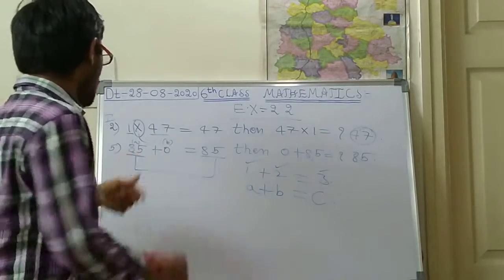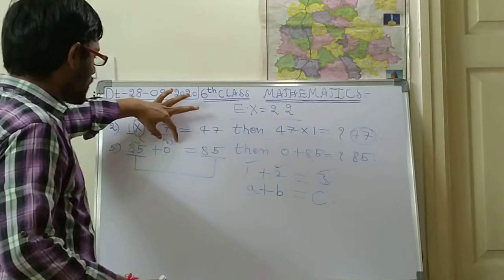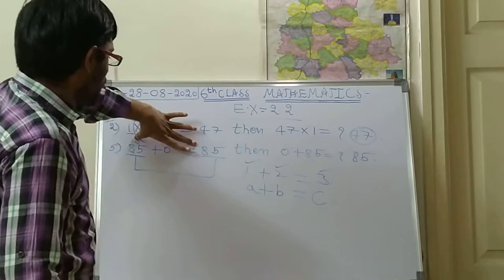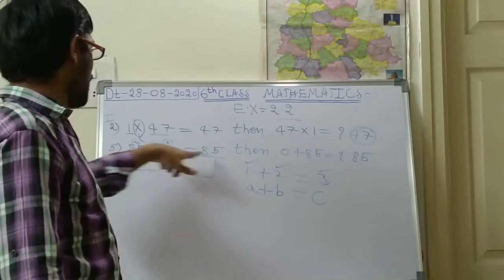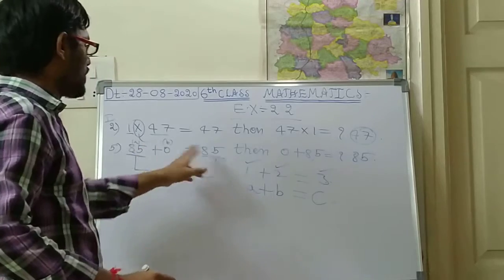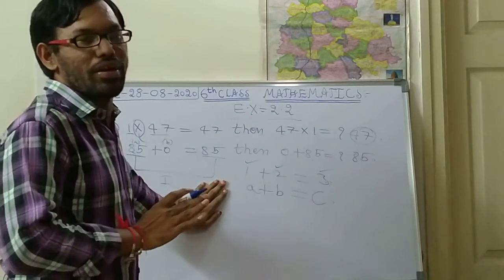But here what happened? 85 is one whole number, this is 0. By adding these two, what do I get? The same whole number which I have taken on the LHS. So the same whole number came. That means identical. So by seeing this, you should say that this is one of the identity properties.